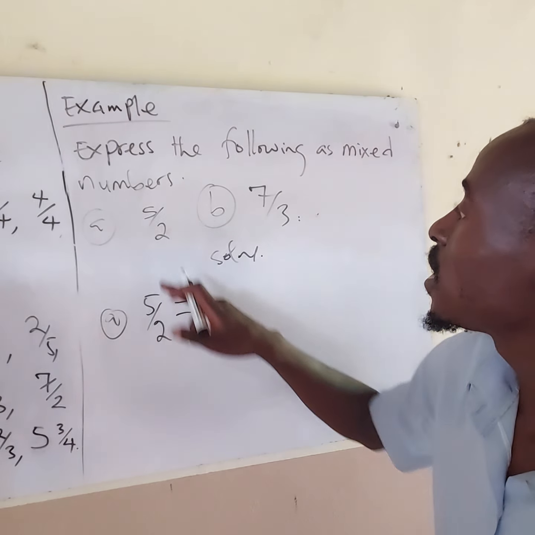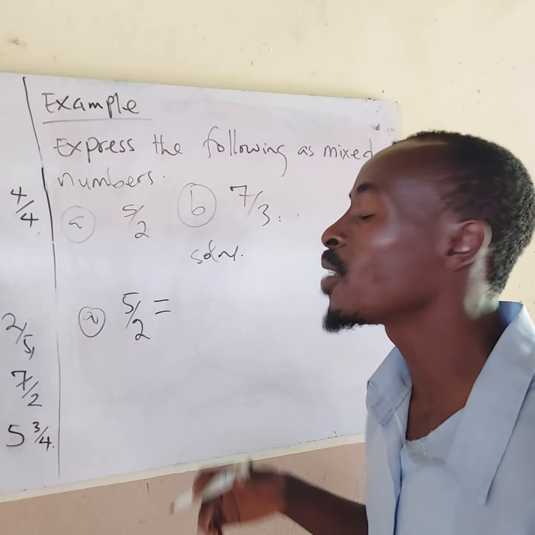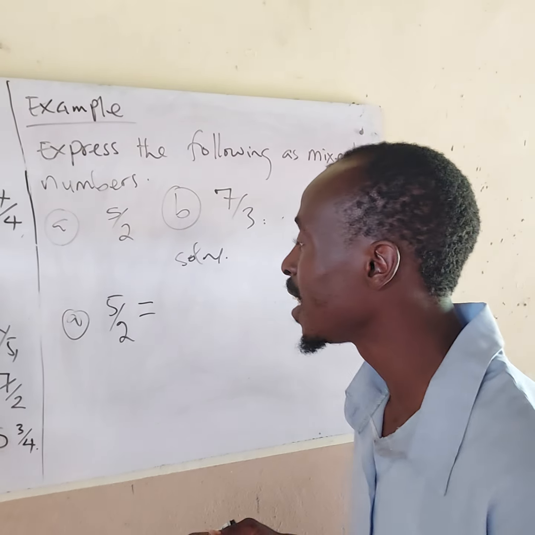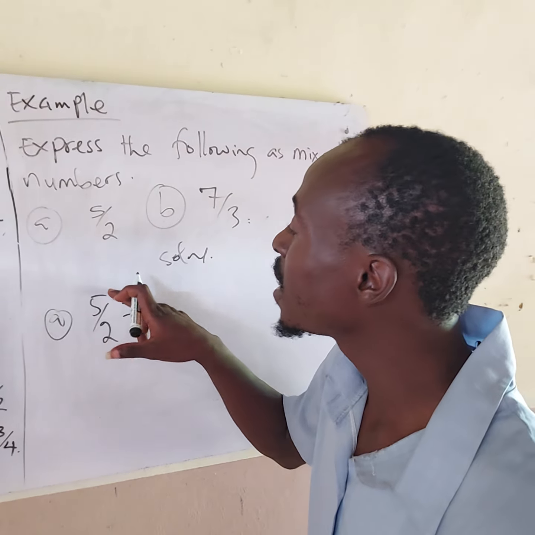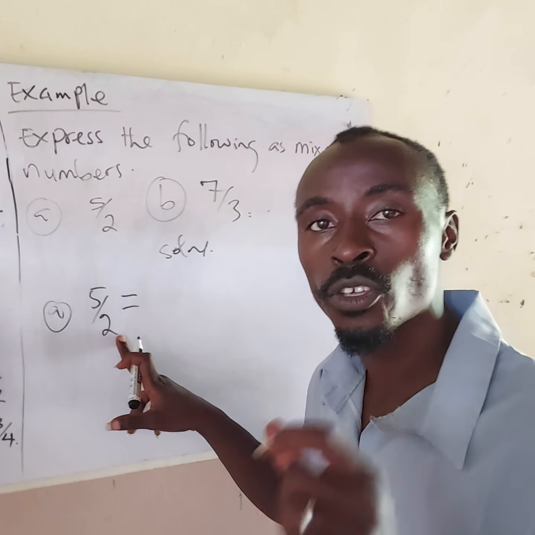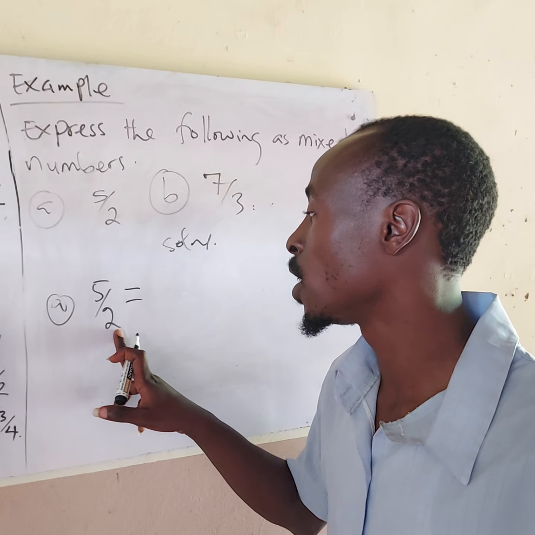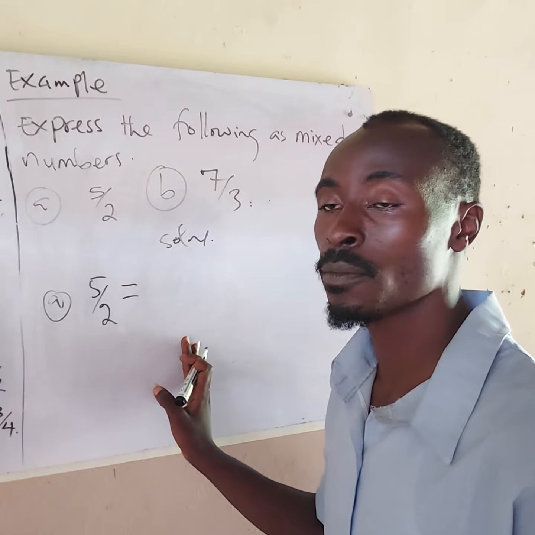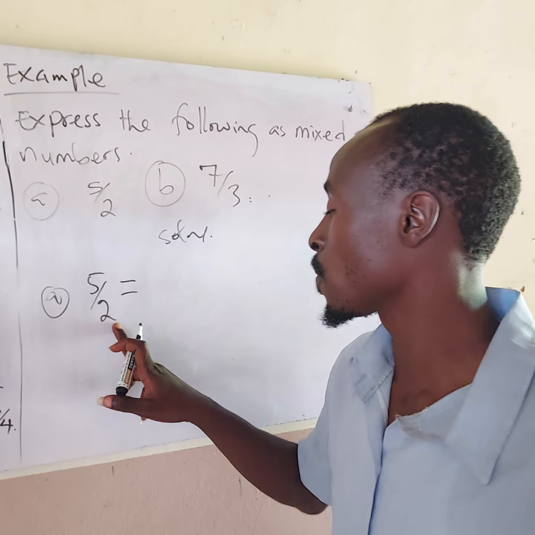You want to change this into a mixed number because this is an improper fraction, and in mathematics it's not advisable that you leave your answer as an improper fraction. Sorry, I said this is a mix. This is an improper fraction. You change it to a mixed number or mixed fraction. So how do we change this to a mixed fraction?